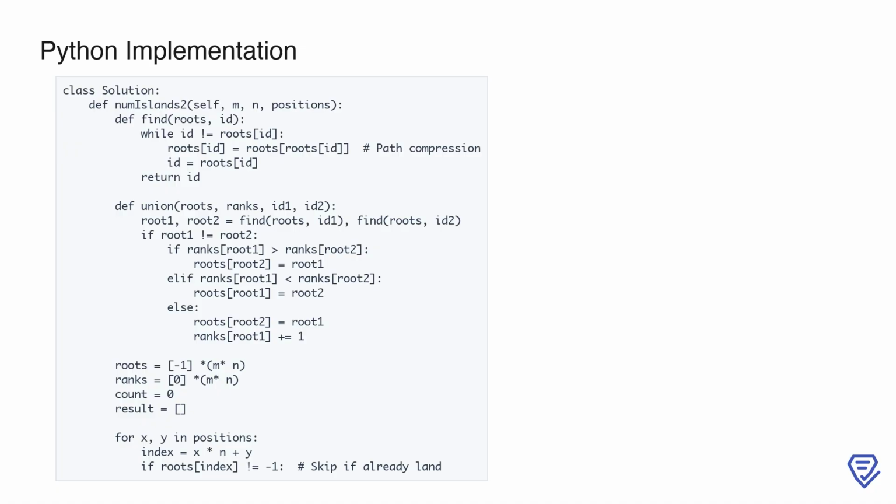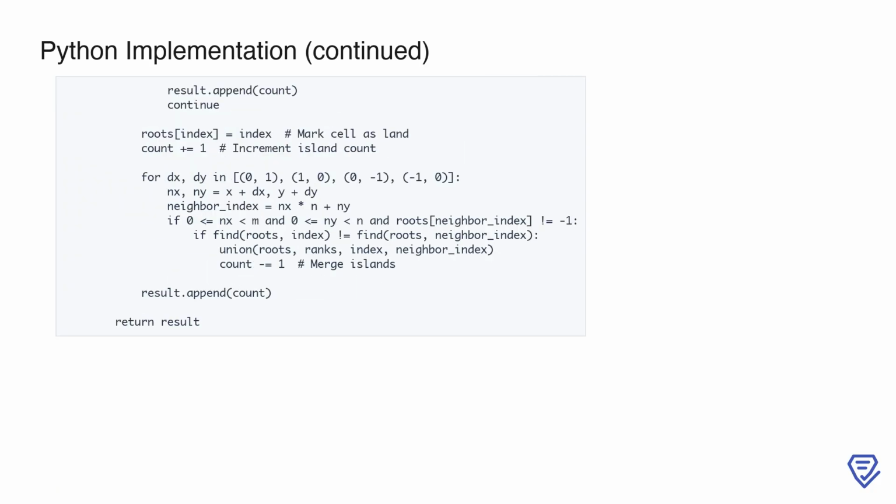For each x, y pair, we calculate its corresponding index in the flattened grid. If the cell is already marked as land in the roots array, we simply append the current count to the result and skip further processing for this position. If the cell is not already land, we mark it as land by setting roots at its index to its own index. This essentially makes the cell its own root.